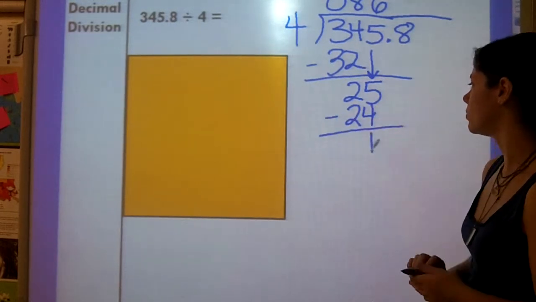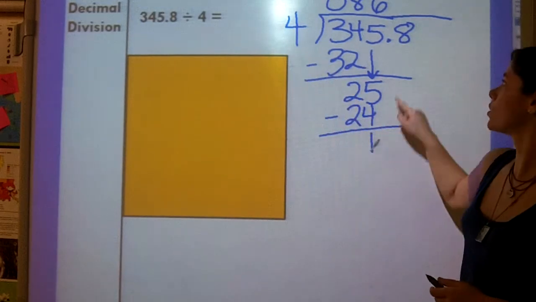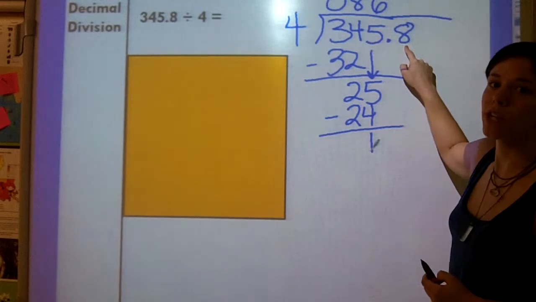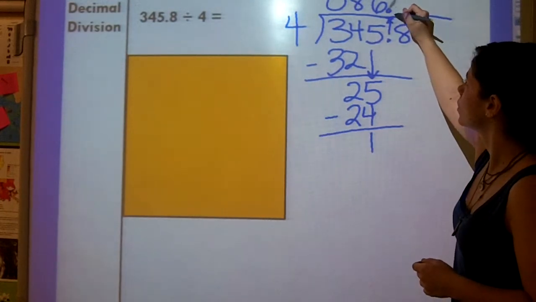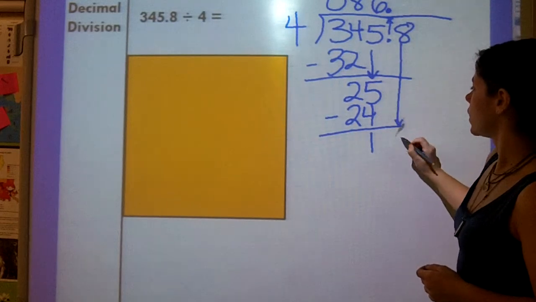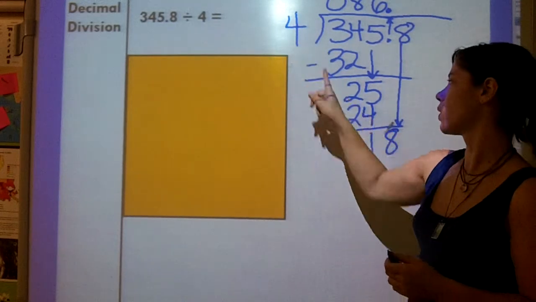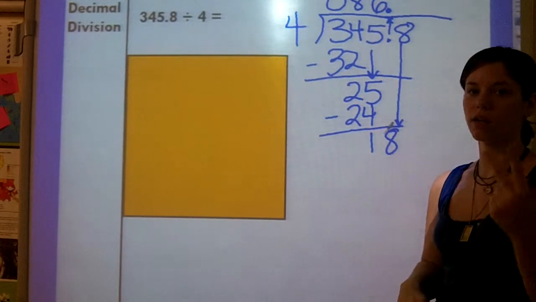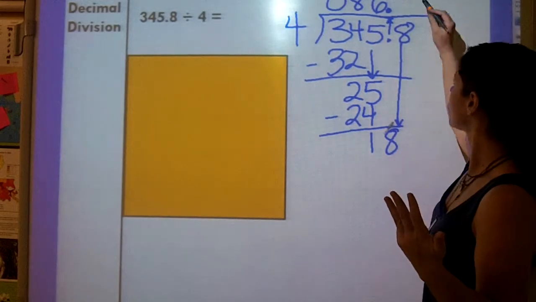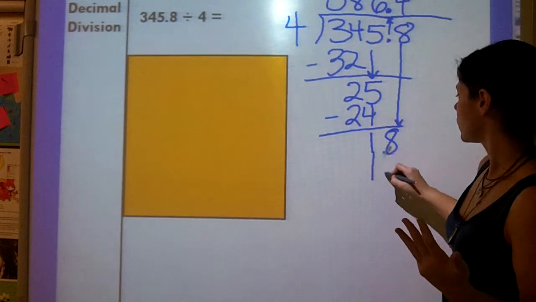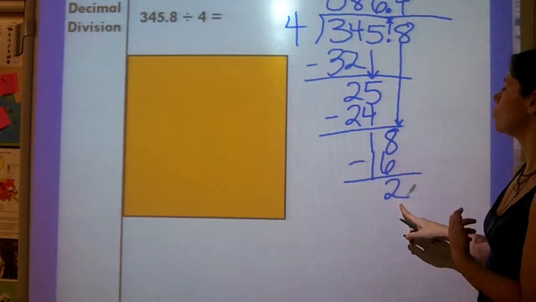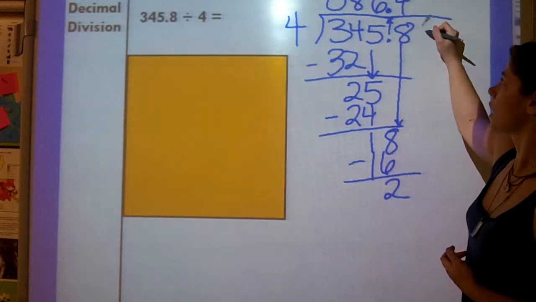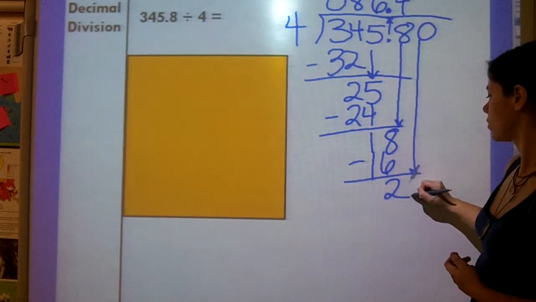I'm left with 1. 4 doesn't go into 1, so I'll need to bring down this 8, but remember from yesterday, before I can do that, this decimal has to go straight up, and now I can bring the 8 down. Count by fours to get to 18. 4, 8, 12, 16. So 4 times 4 is 16. I'm left with 2. 4 doesn't go into 2, but now that I have my decimal, I can add a 0 and bring it down.